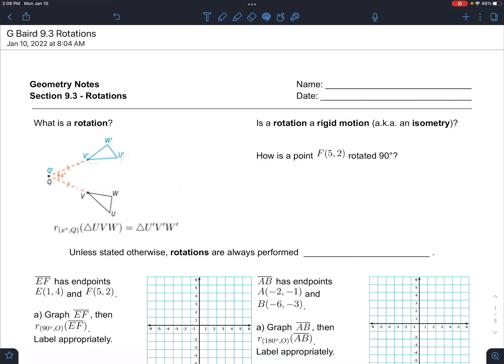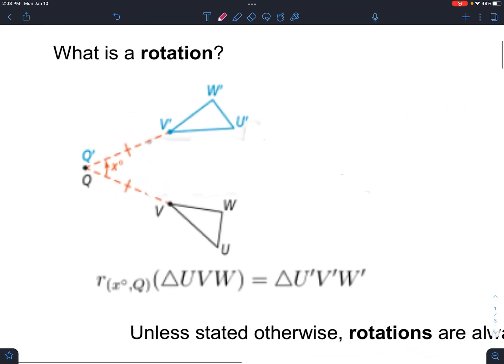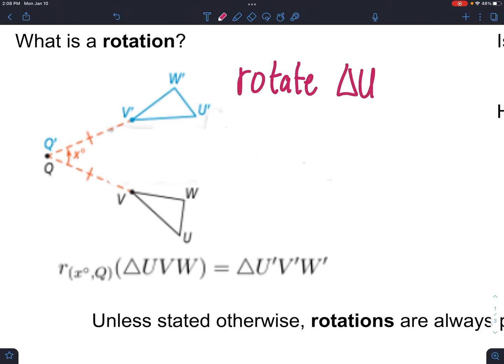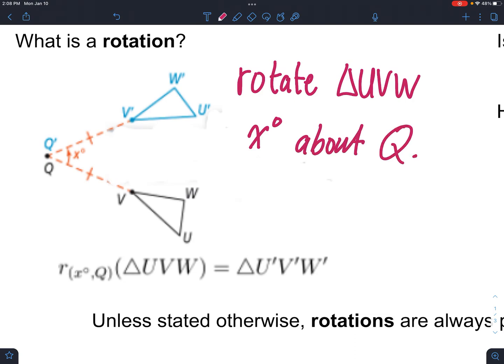All right, hello. We are going to talk today about the third and final rigid motion, which are rotations. Okay, so a rotation is a rigid motion, and we can see how that is acting out here in this picture. To write it in words, we would say this would be rotating the pre-image UVW a certain number of degrees about a center, which is Q.